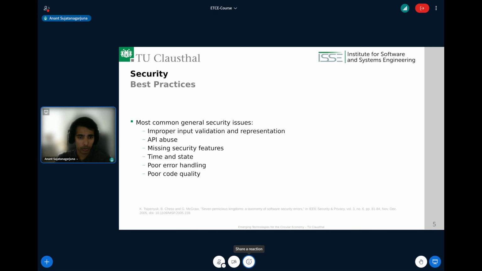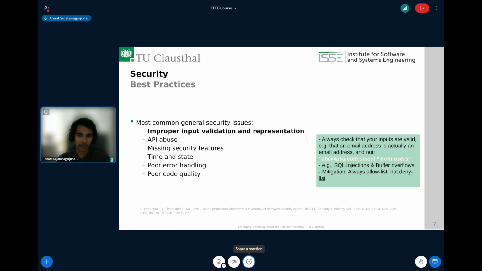So, talking about the most common general security issues that we have with IoT systems, the first is something that's quite common, not just in IoT systems but in general with anything to do with the web, which is improper input validation and representation. There used to be this thing called SQL injections back in the day when I used to write some code in PHP for some websites. You always have to make sure that when a person is putting something in a form on a website, they don't put weird SQL queries in there.